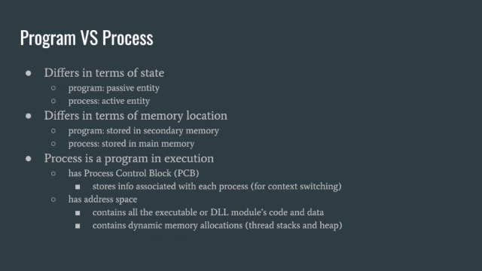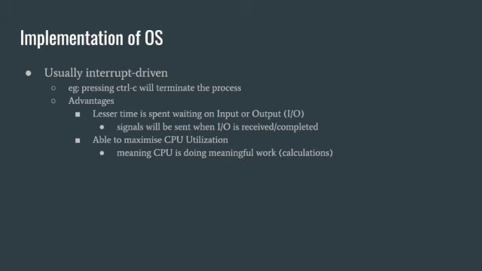The difference between program and process is that a program is a passive entity, while a process is an active entity. They differ in terms of memory location. A program will be stored in the secondary memory such as SSD or HDD, while a process will be stored in the main memory, which is RAM. A process is a program in execution. It has a process control block, which stores the information for each process, and it also has the address space, which contains the code and data, as well as the dynamic memory allocations.